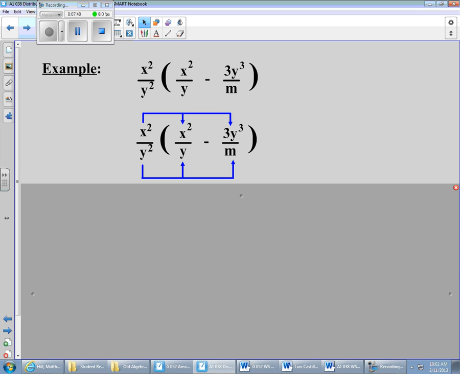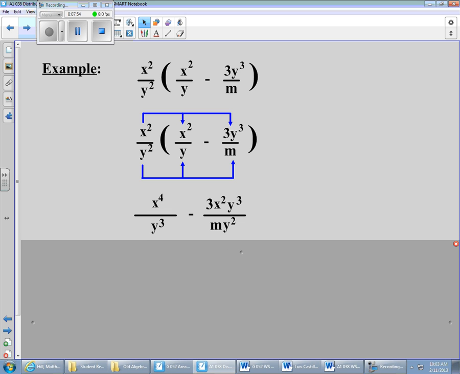So here we go. Y squared times y. What's this? Y cubed, exactly. Law 1 of the laws of exponents. Add them up. How about this guy, multiplying back times that m? Yeah. The m's going to be there. The y squared is going to be there. So there we are. You said there would be x to the fourth, said it would be 3x squared y cubed, and in the denominator said it'd be y cubed and m y squared.